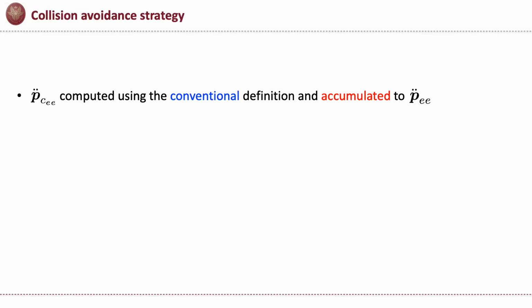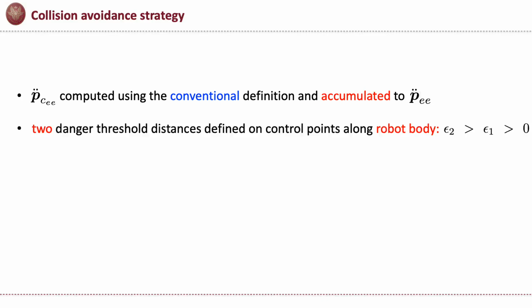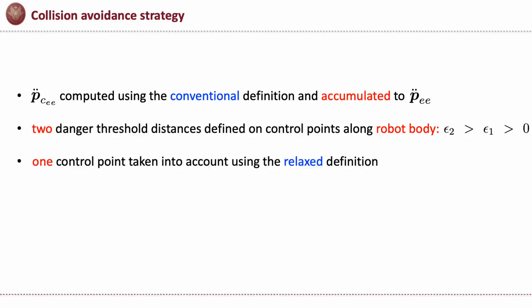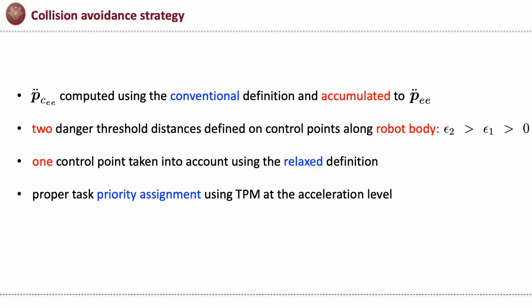In order to control the robot end effector to achieve prioritized desired Cartesian tasks while avoiding any collision efficiently, we summarized our complete approach as follows. The end effector collision avoidance is computed using the conventional definition and accumulated to the positional task. 2 danger threshold distances are defined on control points along the robot body. 1 control point is taken into account using the relaxed definition. Proper task priority assignment using a task priority matrix at the acceleration level has been used.